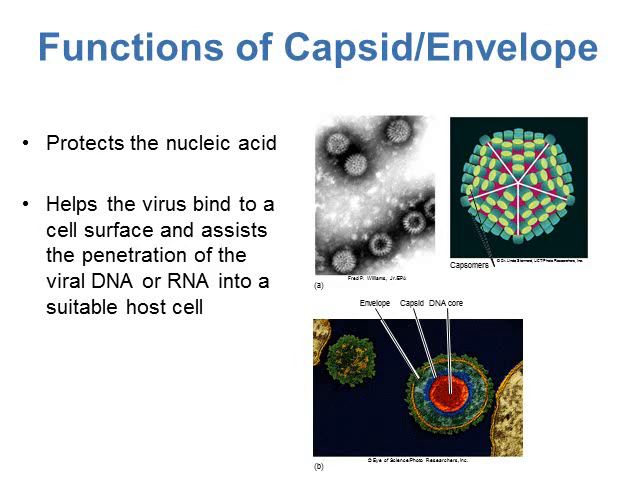The functions of the capsid and envelope include protecting the nucleic acid, which is what we're going to talk about next, what's inside of the capsid. In addition, the capsid and envelope help the virus bind onto cell surfaces, and assist the penetration of the viral DNA or RNA into the suitable host. Basically, the capsid and envelope can help this virus particle find the appropriate host, and then help the virus enter into that host.